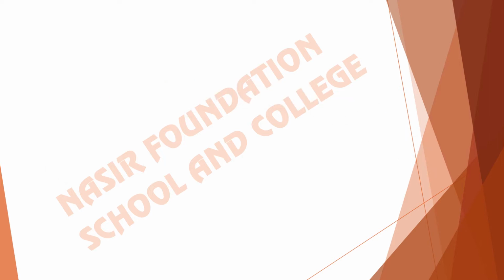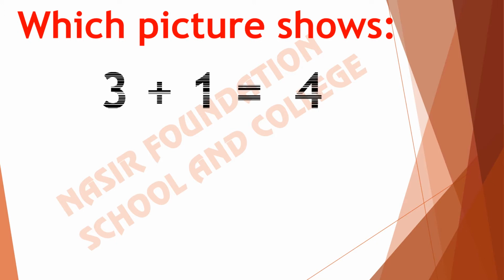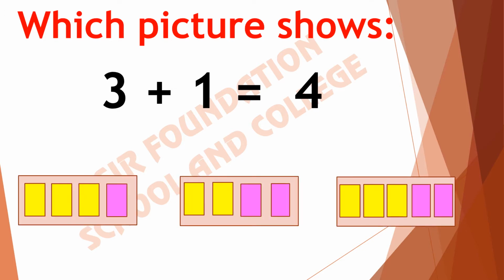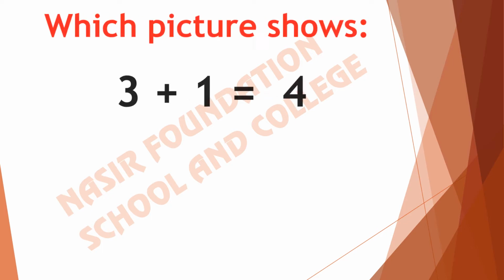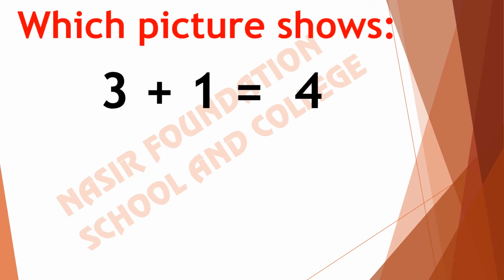Now students, here some of the pictures will be given to us and we will count them and find out the correct answer. Which picture shows 3 plus 1 equals to 4? Here we can see that there are 3 pictures and there are different colors of bars. Now we will find which picture shows 3 plus 1 equals to 4.